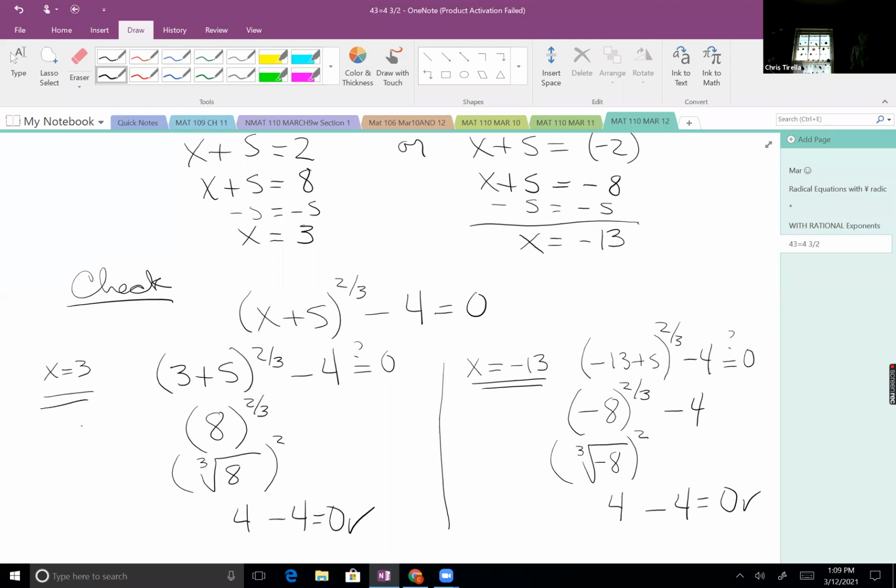So if I have an equation with a rational exponent, what I need to do is get that part with that fractional exponent alone on one side of the equal sign. Raise both sides to the reciprocal power. Simplify. And then check in the original. So I'm going to give you guys one more to try on your own.